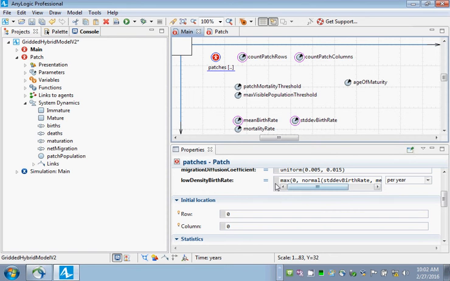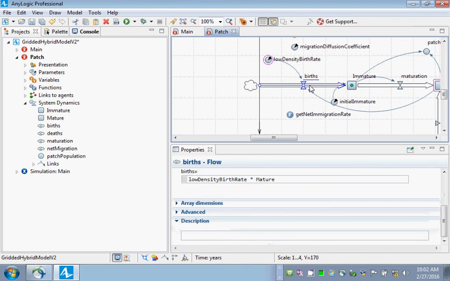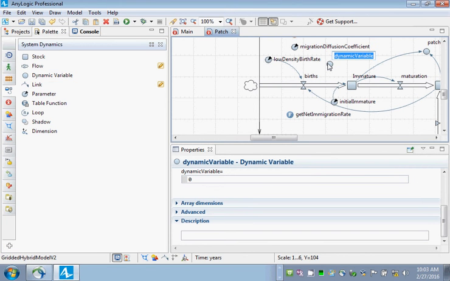Then we're going to add another one called effective birth rate, and it should go here. So now rather than this directly impacting births, it's going to impact the effective rate. I'm going to drag in another link here, and it's going to come from here and go over to this. There we go.